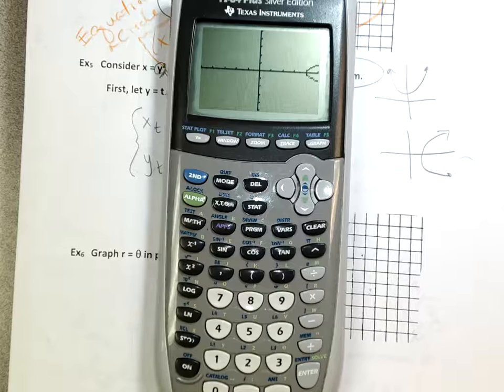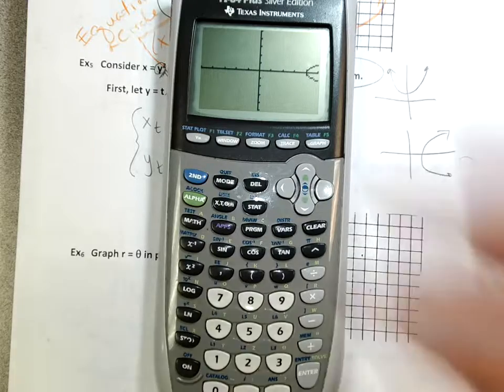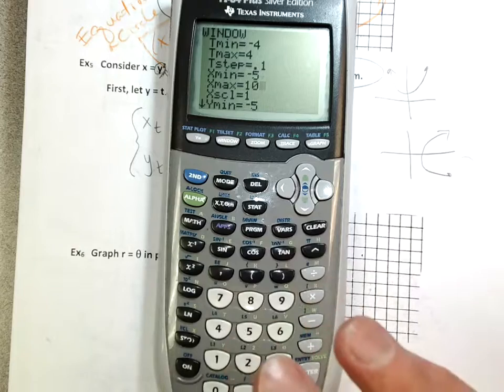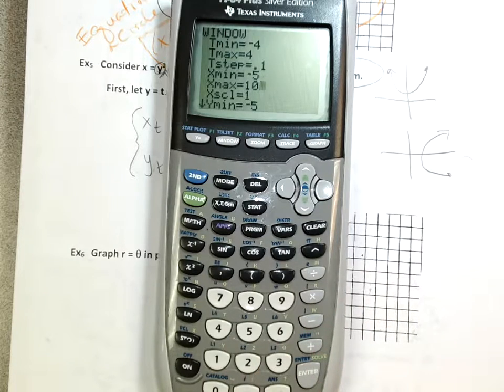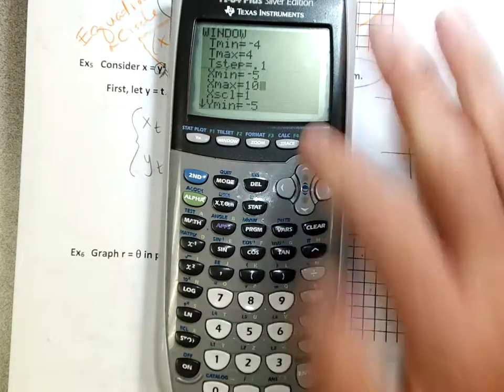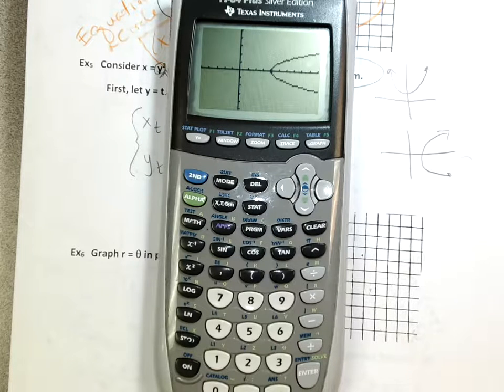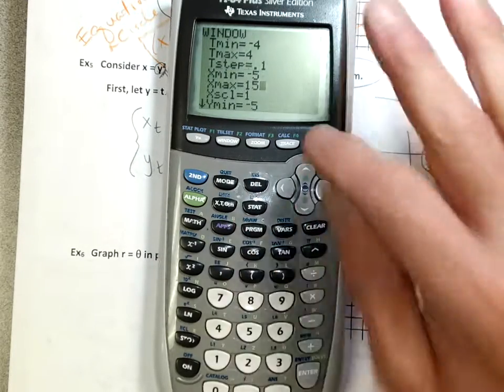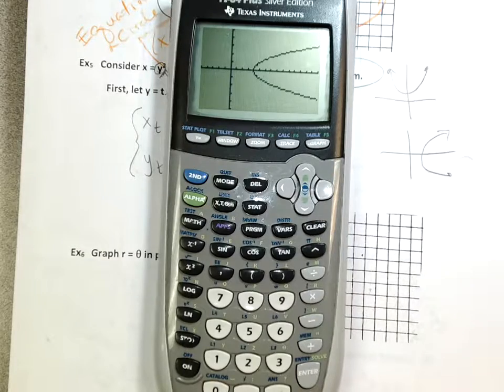So what do I need to fix in my window? I think the t is okay, but I need to go that way, right? So let's fix our X max. I go to my window and change the X max to maybe 10. Hit the graph button. That's pretty good. Go to 15. I can do 15. Don't do 1,000. That's a little bit too much.